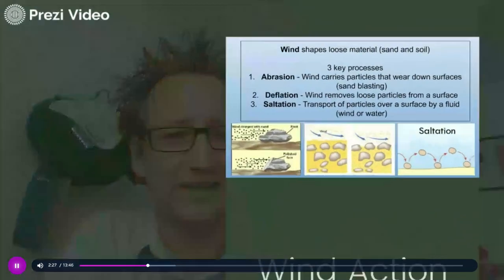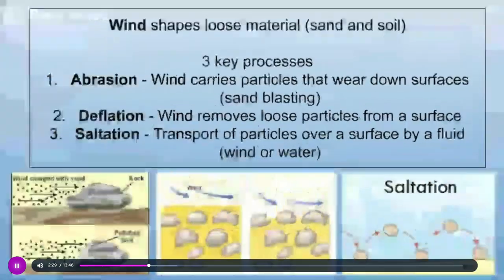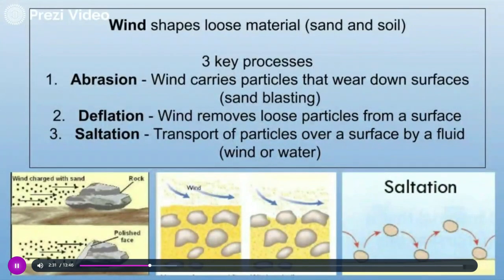Okay, so to look at wind action first. Wind action generally shapes what we know as loose material. So generally, wind will shape sand and soil. It can have a small impact on smaller bedrock or small rock, but generally it's sand and soil that gets affected by these three key processes. These three key processes are abrasion, deflation, and saltation.